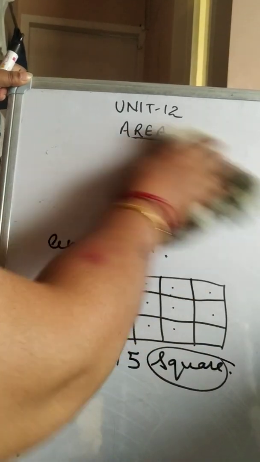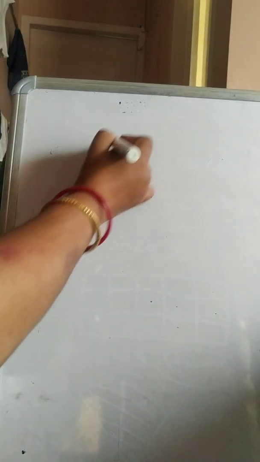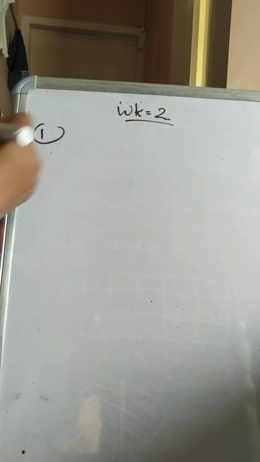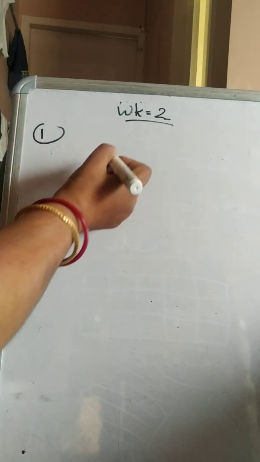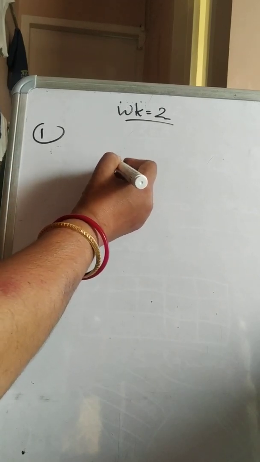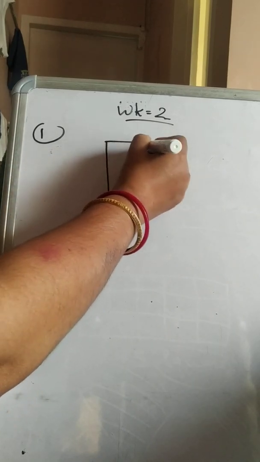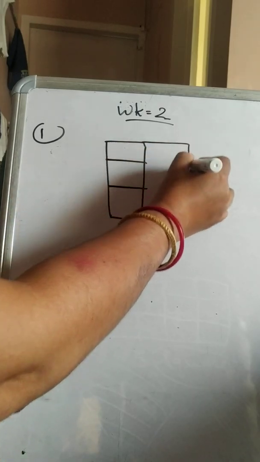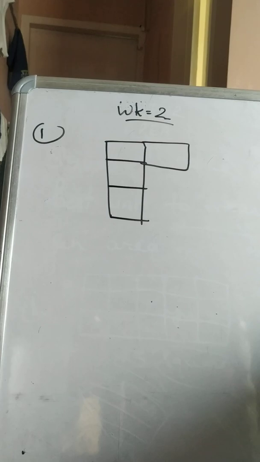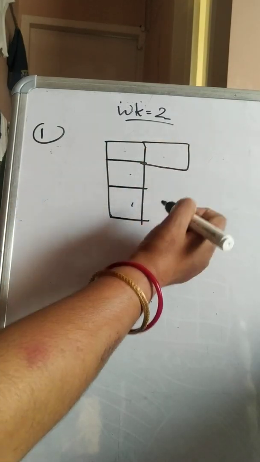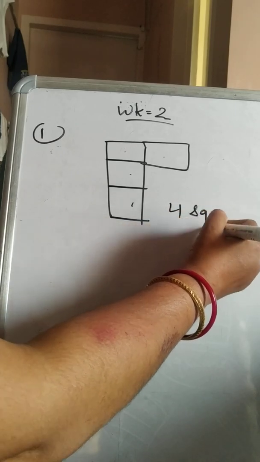Now let us come to worksheet number 2. In worksheet number 2, you have to come to question number 1. Find the area of these figures in terms of unit area. For example, this is a figure. What is the area of this figure? Let us count the number of squares. 1, 2, 3, 4. So here the area is 4 squares.